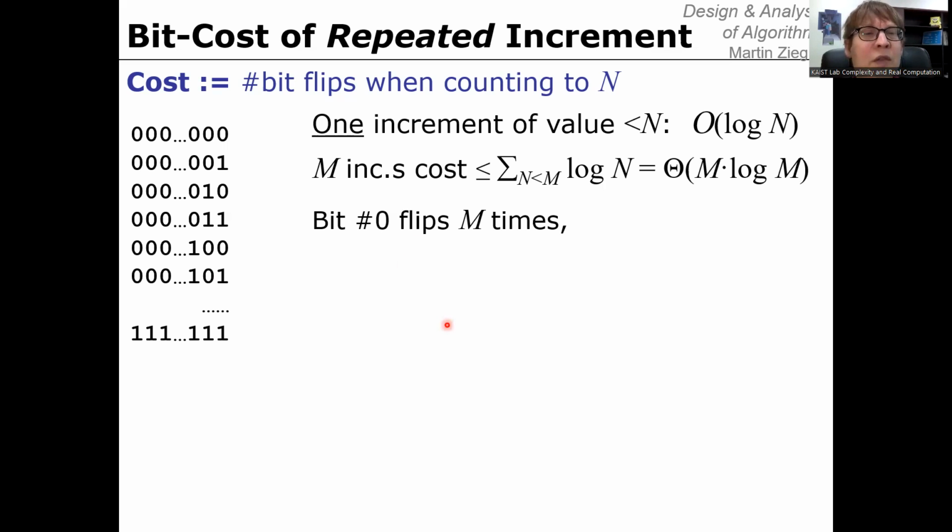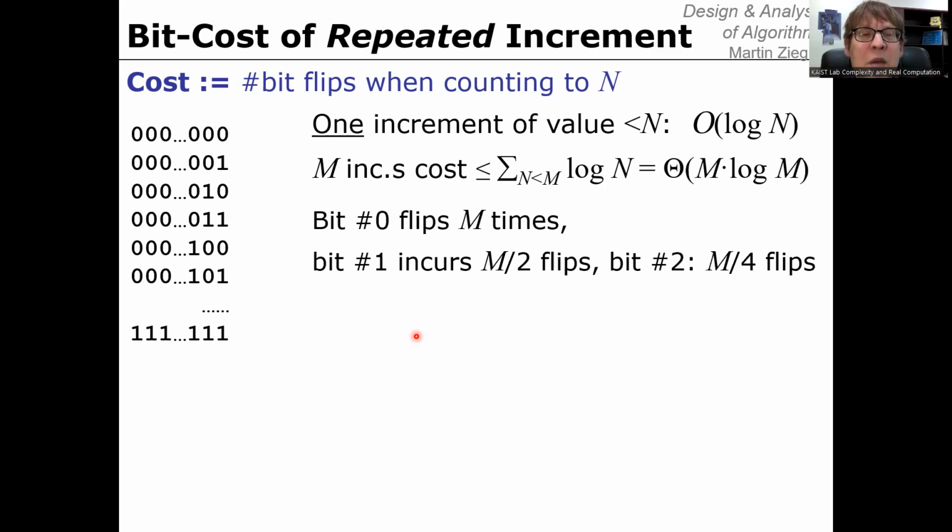Let's now count how often the next significant bit flips. The next significant bit flips every second time only. So here it does not flip, then it flips. No flip, then flip. So how often does the next significant bit, the bit with number 1, flip? It flips only half of the times. That is, among the m increments, it flips m over 2 times.